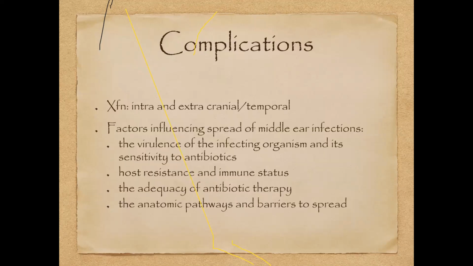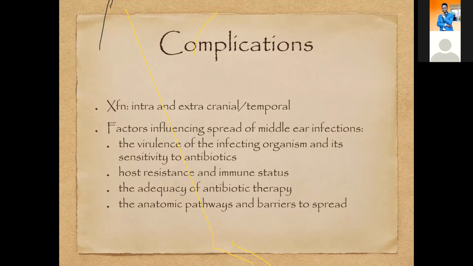Complications of acute otitis media, if it's poorly controlled. The factors influencing the spread of middle ear infection: 1, the virulence of the infecting organisms and sensitivity to the antibiotic. Sometimes you can give the antibiotic and you are not on target. So culture and sensitivity is highly recommended in chronic cases. Host resistance and immune status, those patients who are immune compromised, the adequacy of antibiotic therapy, and anatomical pathways and barriers to spread.